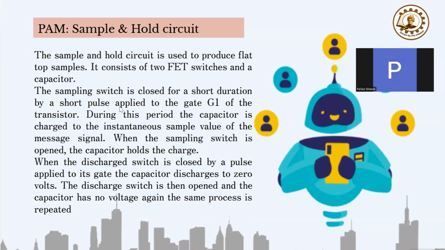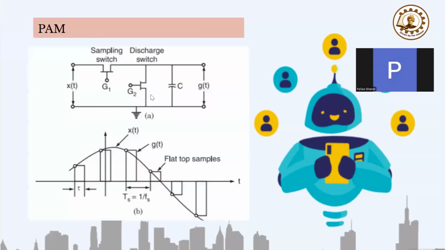So we are applying a short pulse to the gate of the transistor G1, and during this period, the capacitor is charged to the instantaneous sample value of the message signal. When the sampling switch is opened, that means switched off, the capacitor holds that charge and discharges through the discharge transistor, or you can say the discharge switch.